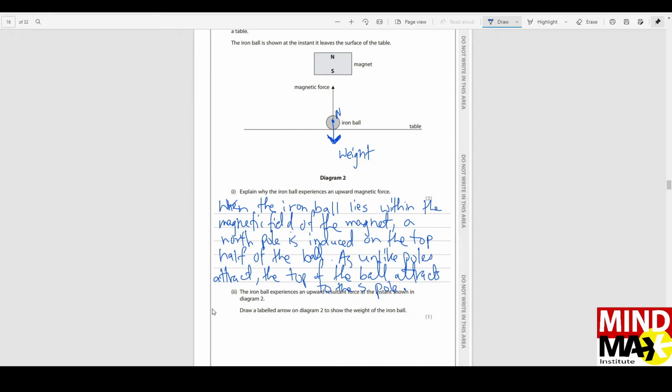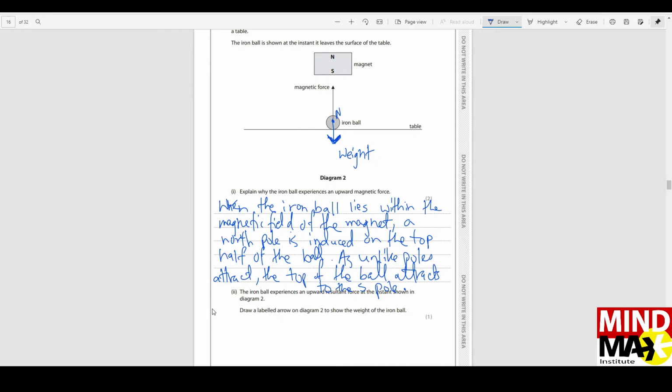So because opposite poles attract, that is why the ball will attract to the south pole of the magnet. Then I'll draw a labeled arrow to show the weight of the iron ball. Weight has to act downwards, of course. And they're telling us the iron ball experiences an upward resultant force. That means the upward force is more than the downward force.